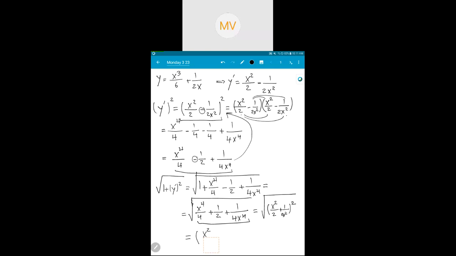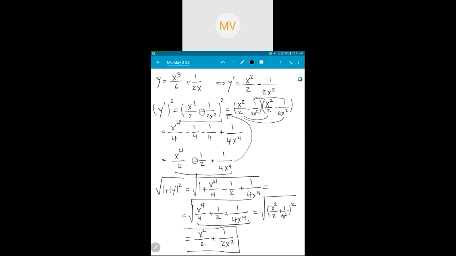Let me go ahead and raise a parenthesis. It becomes x squared over 2 plus 1 over 2x squared. So that's how it works under the square root. Question on that?